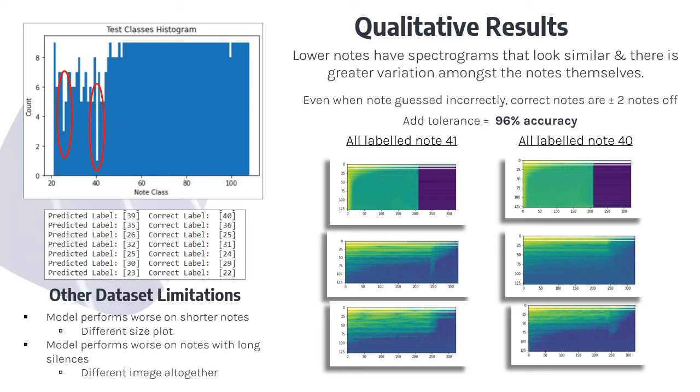Another observation: even with this variation, the model output wasn't exactly random, and in most of the failed cases, they were only 1 or 2 notes off. If we add this tolerance to the model, the new accuracy was 96%. The model had overall high accuracy with low overfit and was close in the majority of wrong cases. With this, we conclude that the model was successful.